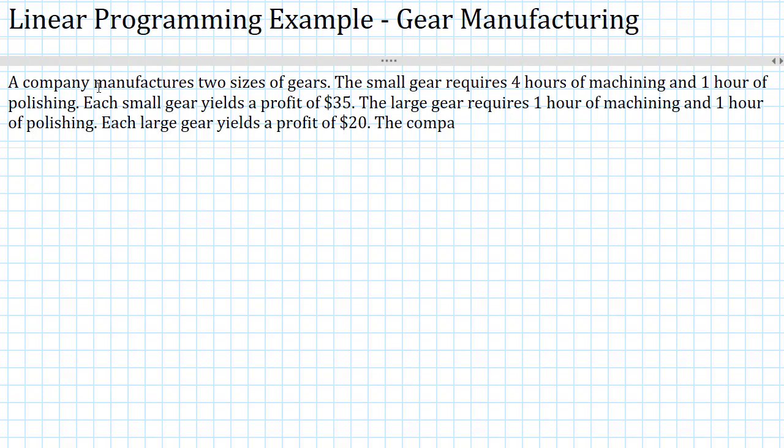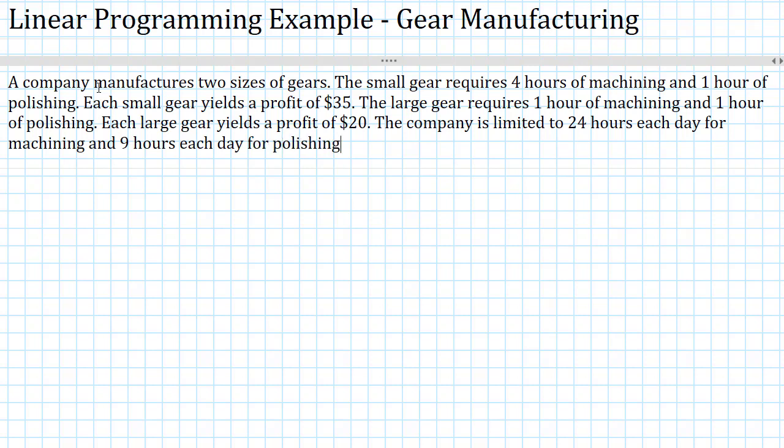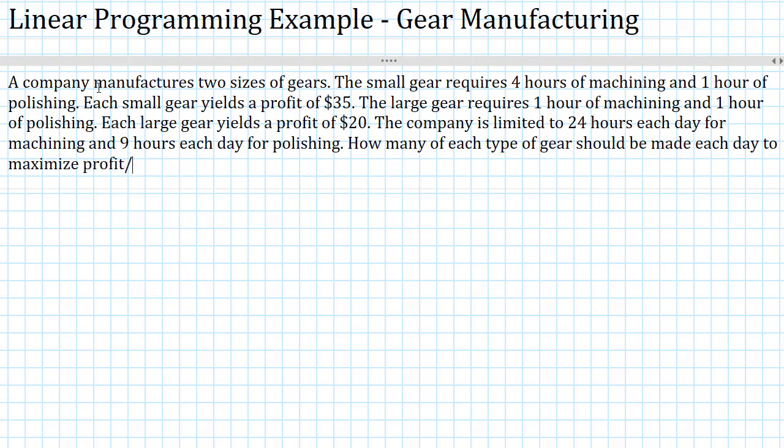The company is limited to 24 hours each day for machining. That makes sense. And 9 hours each day for polishing. How many of each type of gear should be made each day to maximize profit? And furthermore, what is the maximum profit?